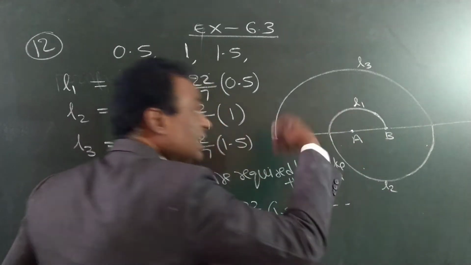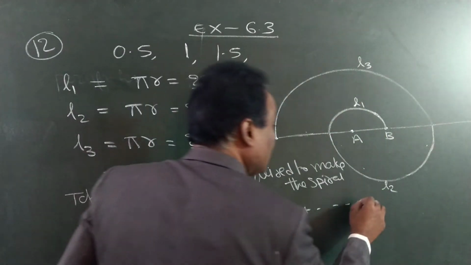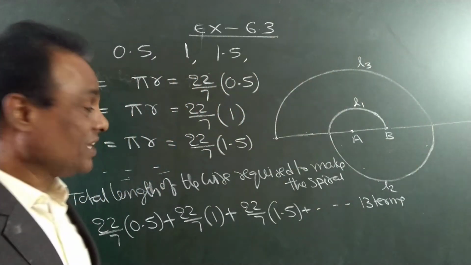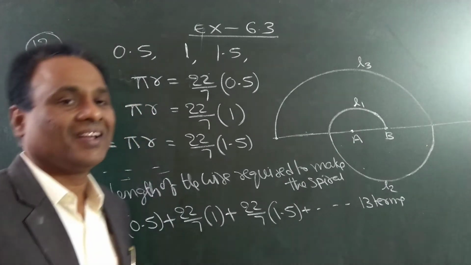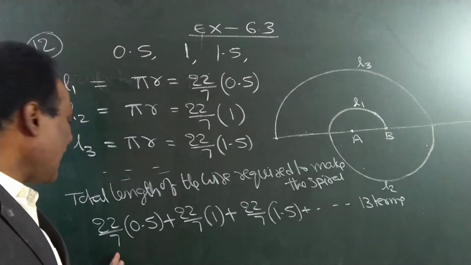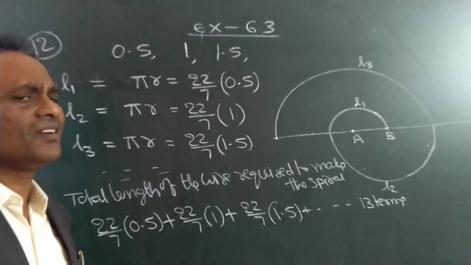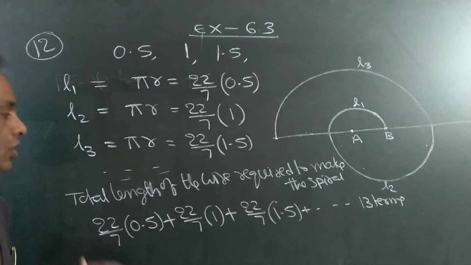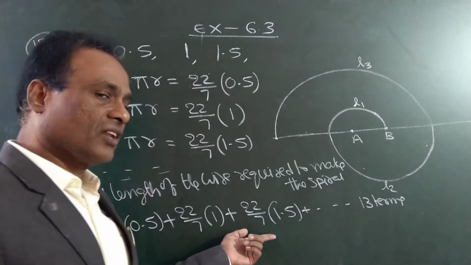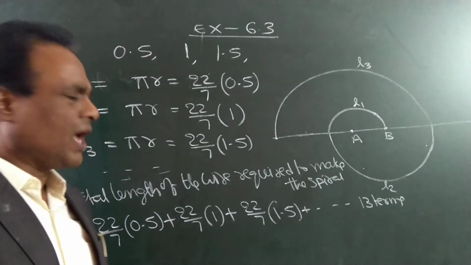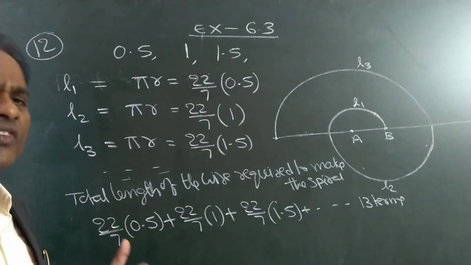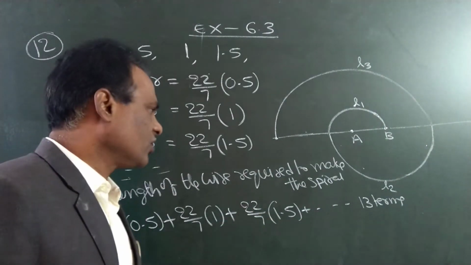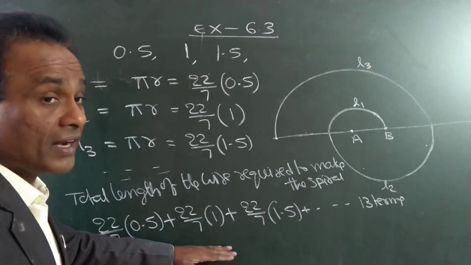Like that, how many semicircles are we forming? 13 terms. 13 semicircles we are forming. We have to add all of this. How to add? We can add directly, but it is lengthy, so we are using the arithmetic progression formula. Up to here you have to understand. Here onwards, it is very easy to apply the formula. You know how to apply the formula: sum to n terms is n by 2 into 2a plus n minus 1 into d. That I will explain, but how we got this, you have to understand.